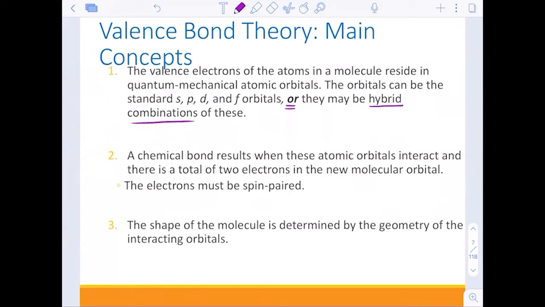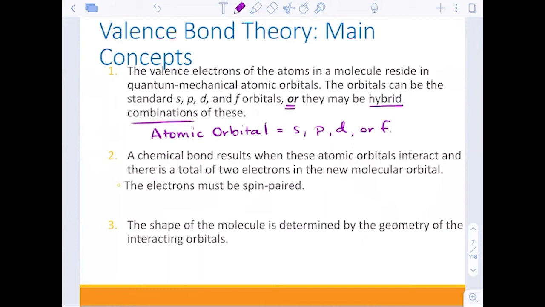So when we want to start thinking about the hybrid, we're going to have a couple of very important definitions for what a hybrid atomic orbital is defined as. Remember that an atomic orbital here, we might not have used that word for a while, is our s, p, d, or f orbital, where the valence electrons lie.